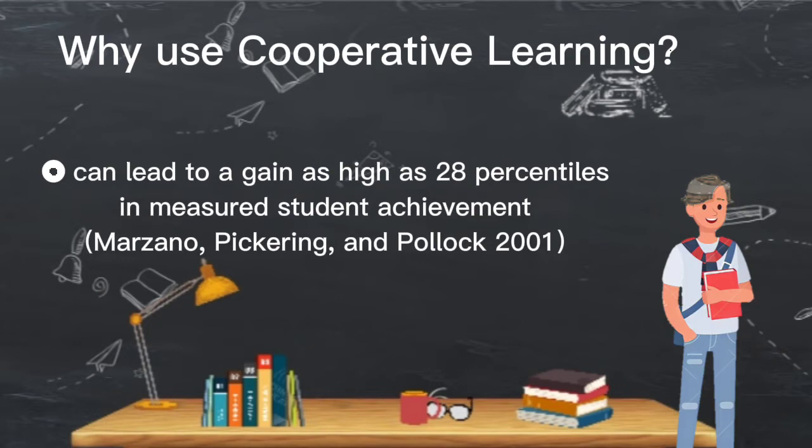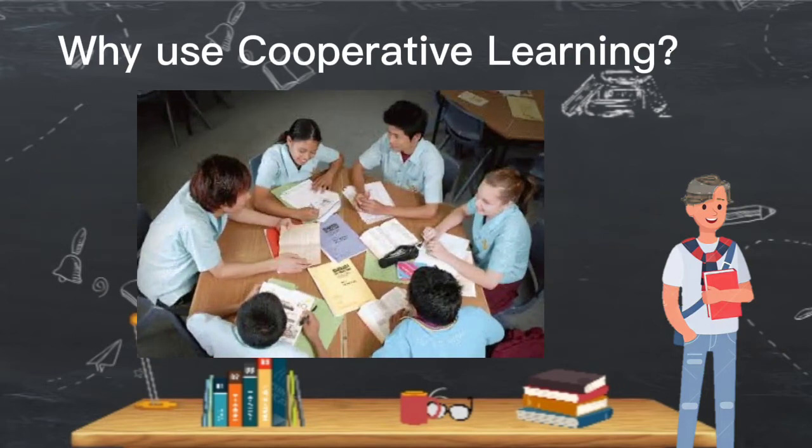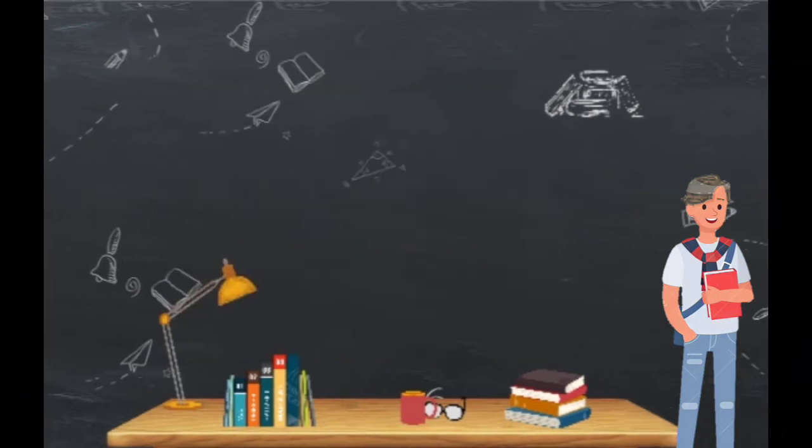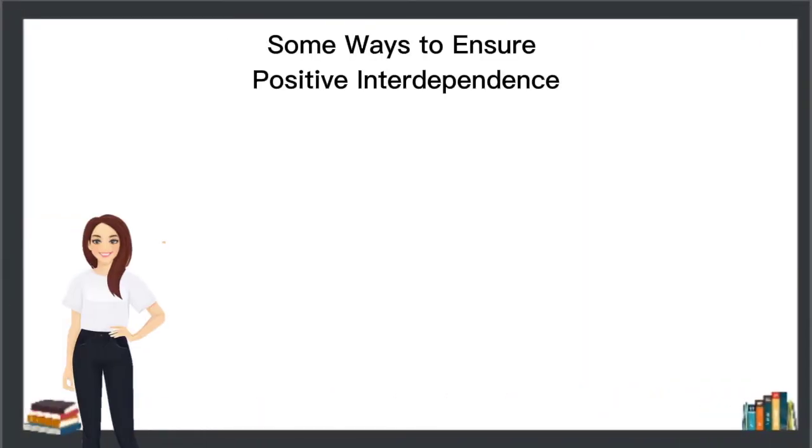Number 6, can lead to gain as high as 28 percentiles in measured student achievement by Marzano, Pickering, and Pollack 2001. Cooperative learning helps the students to gain more learnings than the normal one because every time the students share, not just their learning but they also expand the knowledge, which is a big factor and also more enjoyable than the normal one.